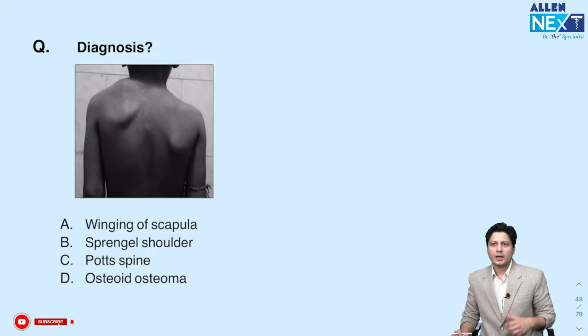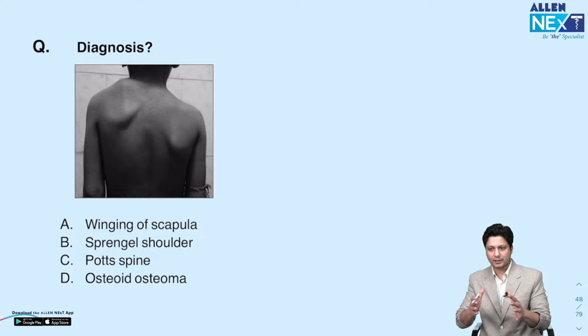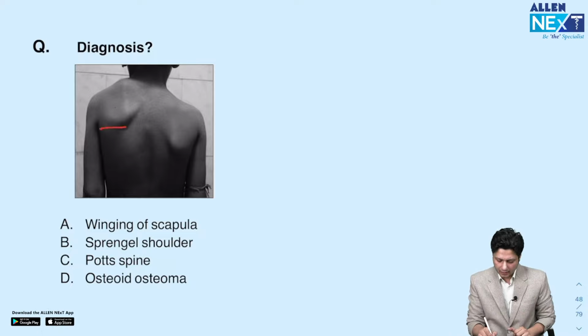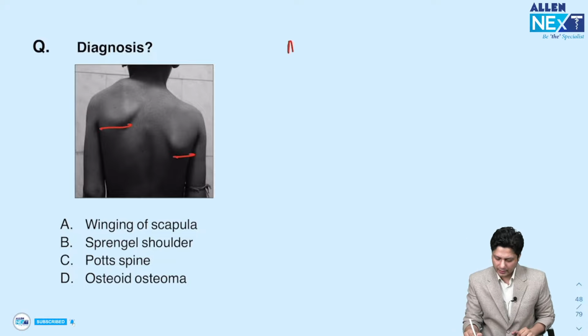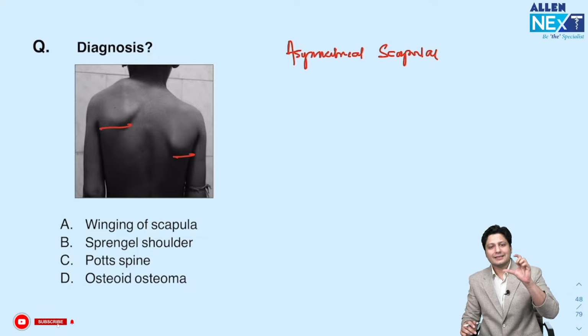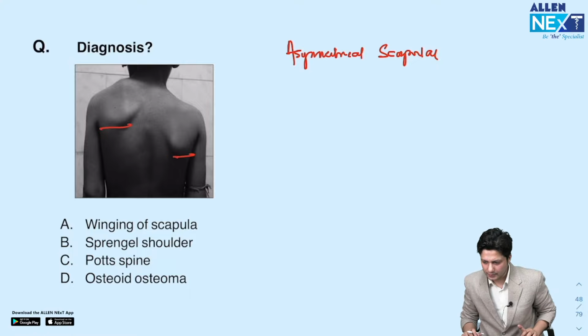Next question is Sprengel shoulder. In 2017 they started asking this and it got repeated one more time. What is it? It is an incomplete descent of the scapula. You know, asymmetrical scapula. Simple. So it is asymmetrical scapulae. That means incomplete descent of the scapulae. Now this incomplete descent of the scapulae will result in a high lying scapulae. Now, there are two reasons why they are going to ask this question.